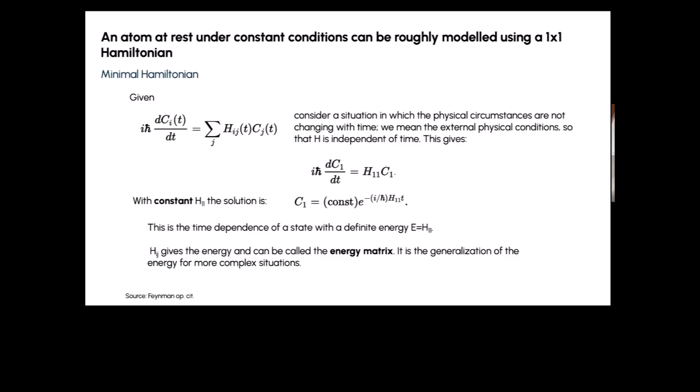The matrix H is also called the energy matrix, because H11 is the energy here. You saw this earlier with the momentum p, which together with mass gives you the energy, and this is also a form of expressing the energy. So this is a quantum mechanical expression of a system with one state.